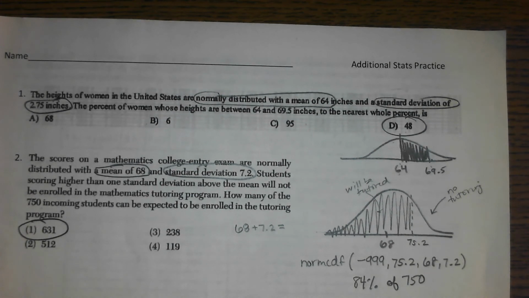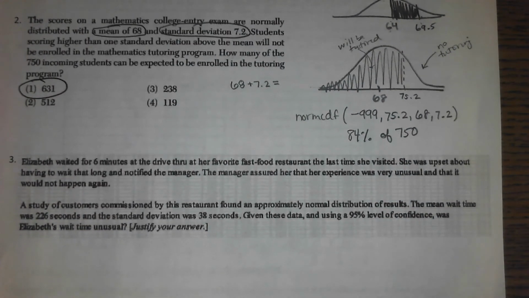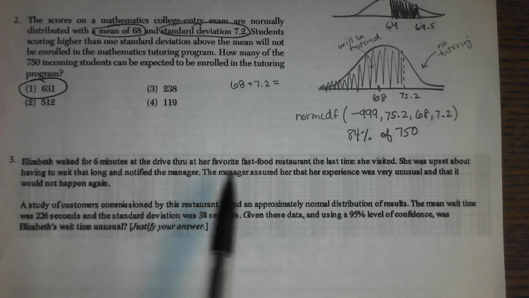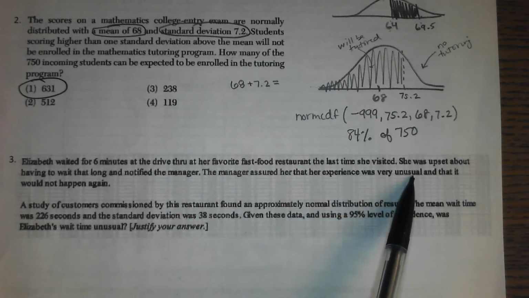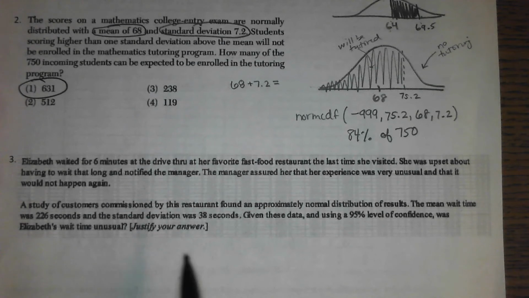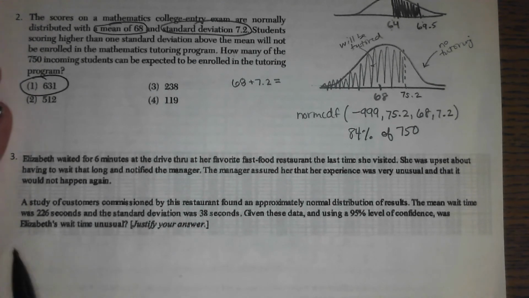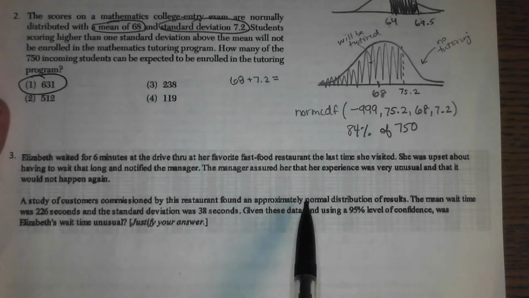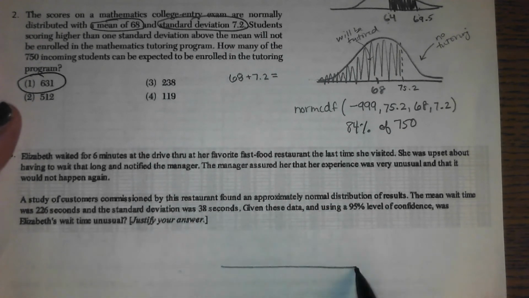Okay. So Elizabeth in number 3 waited 6 minutes at a drive-through at her favorite fast food restaurant the last time she visited. She was upset about having to wait that long and notified the manager. The manager assured her that her experience was very unusual and that it would not happen again. Okay, so how do we tell if he's legitimately telling the truth or not? A study of customers commissioned by this restaurant found an approximately normal distribution. The mean was 226.